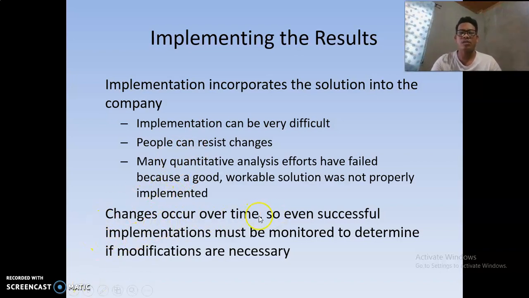Changes occur over time, so even a successful implementation must be monitored to determine if modifications are necessary. If the implementation is not good, as I said a while ago, then we have to test the model again. There must be monitoring to determine if the model is really good or necessary in the organization. But if not, then we go back to the second step, which is testing the solution, testing the model, I should say.